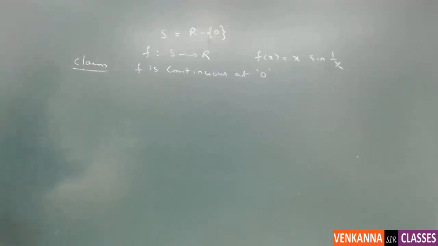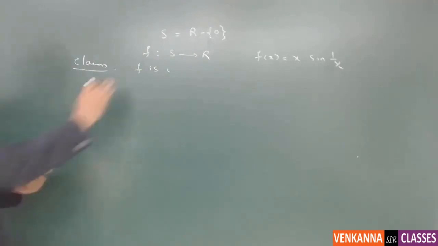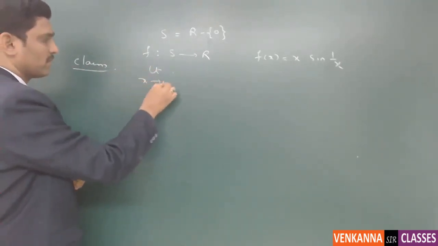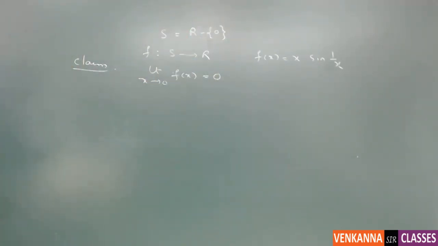In other words, apart from proving continuity, we say it in a different manner. First we prove like this. Let us say limit x tends to 0, f of x equals 0. Then we go for the continuity part. Is the problem clear? How I am saying? I have defined the function f from the set S to R. f of x is equal to x into sine 1 by x. And my claim is limit x tends to 0, f of x equals 0. Is this clear?